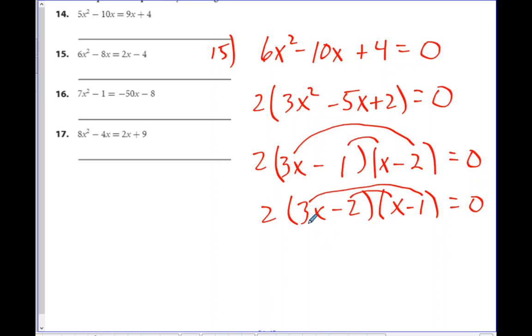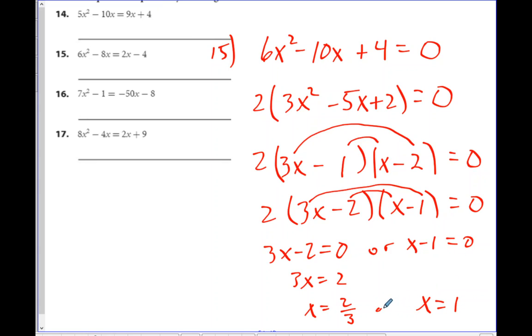So now all we have to do is make each one of these equal to 0. So 3x minus 2 equals 0, or x minus 1 equals 0. Add 2 to both sides. 3x equals 2. Divide by 3. x equals 2/3. And for the other one, just add 1 to both sides, and we get x equals 1. So here are our two solutions for that quadratic equation. And remember, if we want to check ourselves, what can we do to check these answers, Desiree?